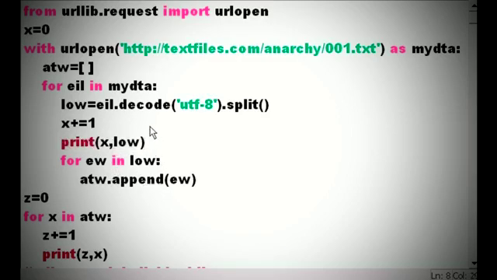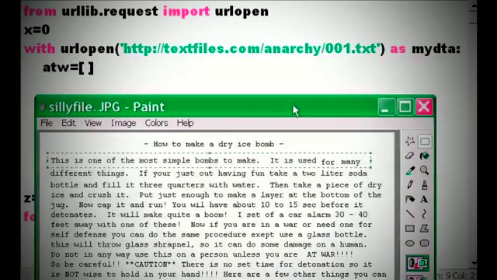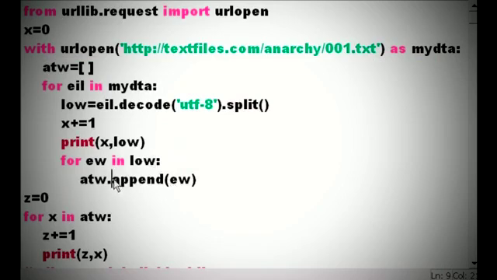And then he takes that same row, and this is what he does. He says for every word, I use EW for the variable, for every word in that LOW, which in this case is just this one row, for each and every one of those words, I want you to append that word, one at a time, into ATW. I want you to append every word into this list, ATW, up here.